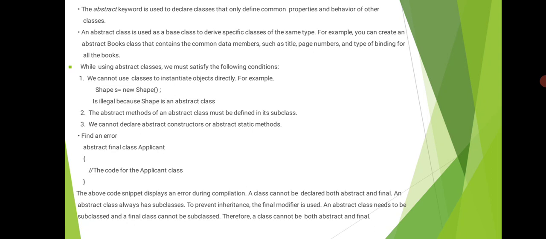An abstract class always has subclasses. To prevent inheritance, the final modifier is used. An abstract class needs to be subclassed and a final class cannot be subclassed. Therefore, a class cannot be both final and abstract. So we can't use both keywords at a time for a class. But we can create a final static class Applicant, but we can't create an abstract final class Applicant, because final and abstract are opposite in nature.